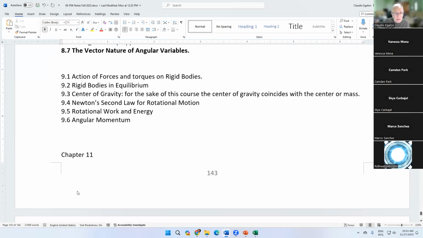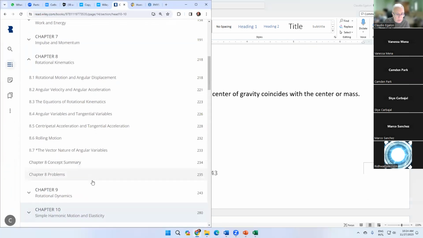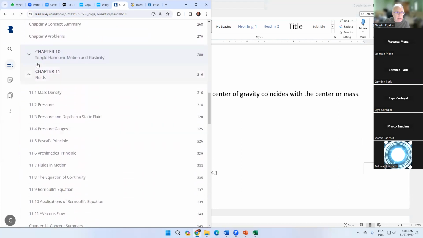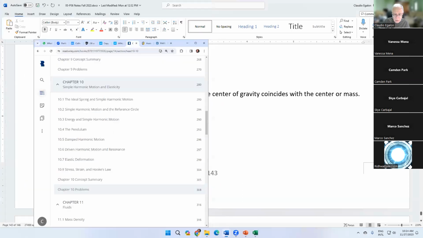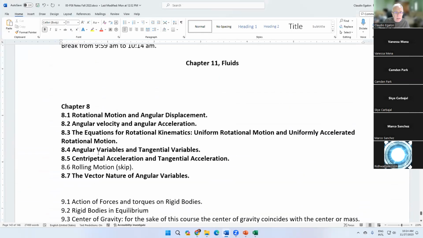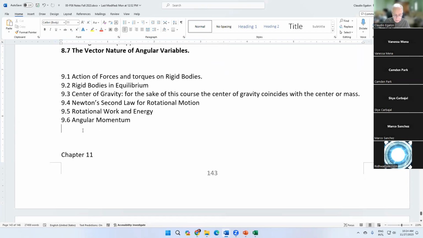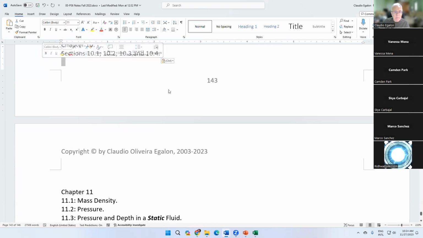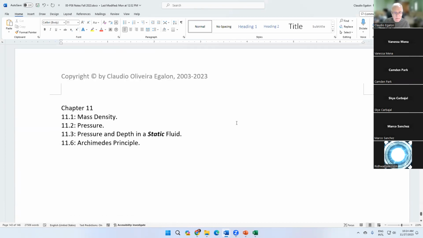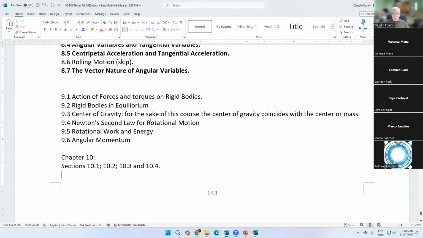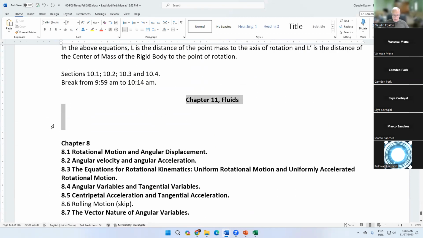1, 2, 3, 4, 5, 6, right? Did I miss anything here? 1, 2, 3, 4, 5, 6. Yeah, I covered everything. Simple harmonic motion, you already saw what it is. That's right here. Chapter 10. Sections, right? Chapter 11. Mass density, pressure and depth in a static fluid, and Archimedes principle. We're going to cover only those topics.